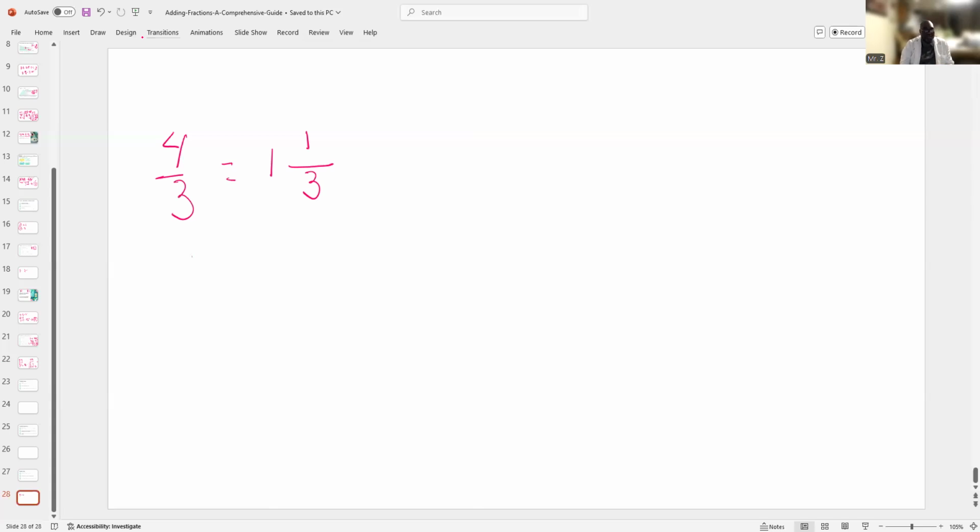All right, so let's do another one. Convert 9 over 5 to a mixed number. You're always going to keep the denominator. 5 goes into 9 how many times? 1 time. What is the remainder? 4. All right, convert this one here.